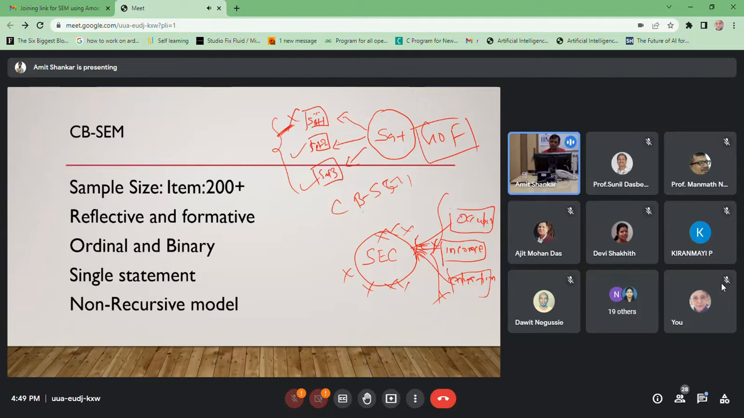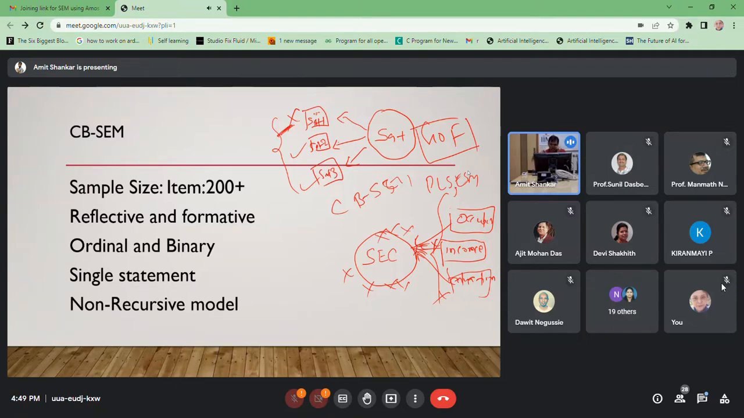But in case of PLS-SEM, we are not getting any goodness of fit. Although we are getting SRMR and NFI, that's not a great indicator. So goodness of fit we are not getting in PLS-SEM, but in CB-SEM we are getting it.